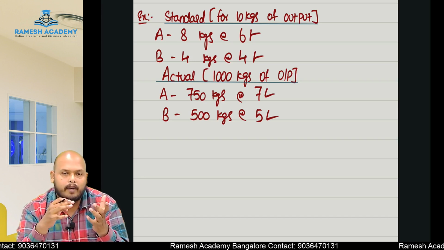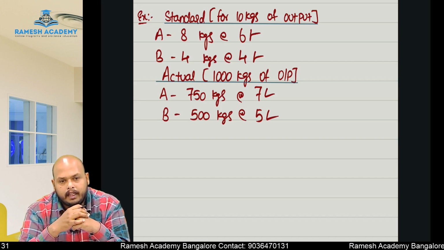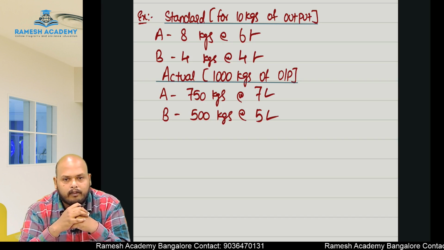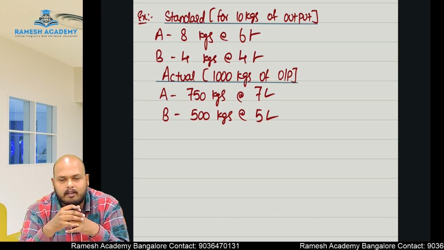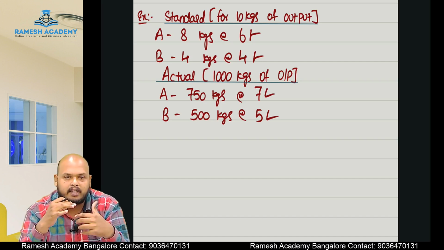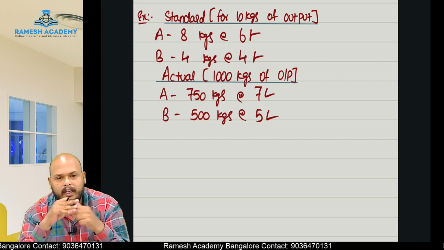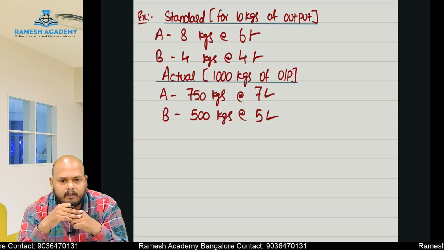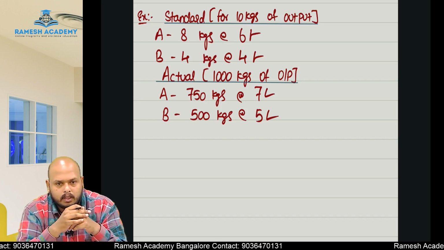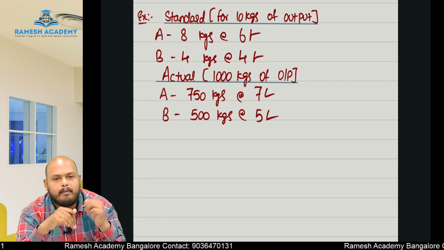In the case of raw material A, how many kgs did they give? 8 kgs at the rate of 6 rupees. In the case of raw material B? 4 kgs at the rate of 4 rupees. Why? Because the standard information is given only for 10 kgs of output. But the actual is for how many kgs of output? 1000 kgs of output. Based on the actual, standard will always be defined.